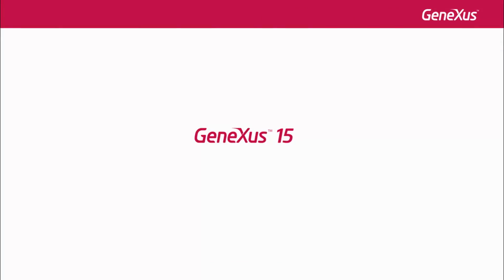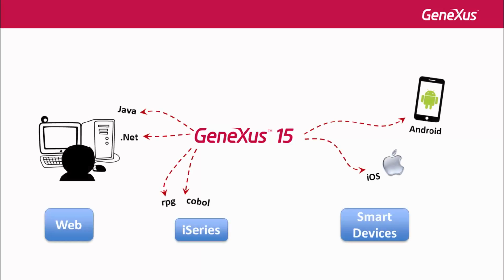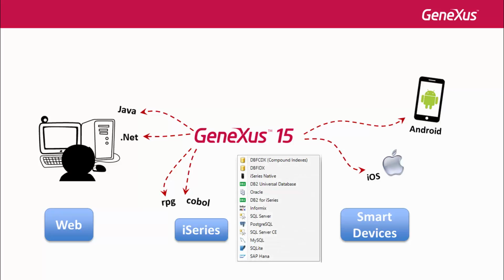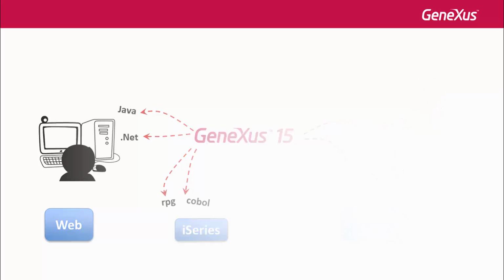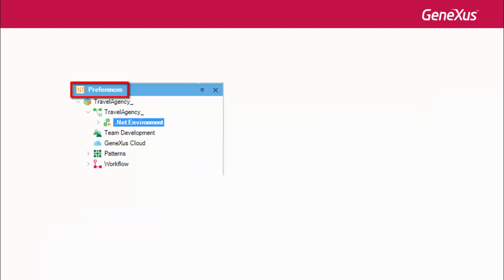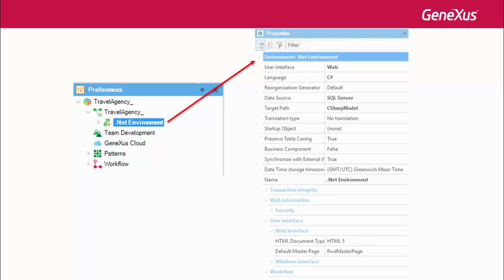As mentioned before, one of the great advantages of GeneXus is that it enables the generation of applications for different platforms, with web interface or for mobile devices, generating code in various programming languages, or storing the application's data in different databases. All this information is defined in an environment. In the IDE, we have it as a node of the Preferences windows. The environment offers several properties that define the execution platform and its features.